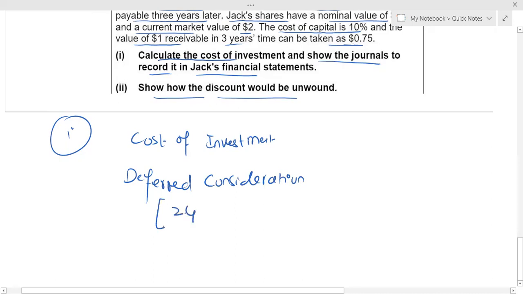Total number of shares in the subsidiary which the parent has acquired is 24 million. Against each share, the parent will pay $1, but not today, after 3 years. In 3 years' time, the discount factor is 0.75. So I'm getting 18 million. So the present value of the deferred consideration is 18 million.